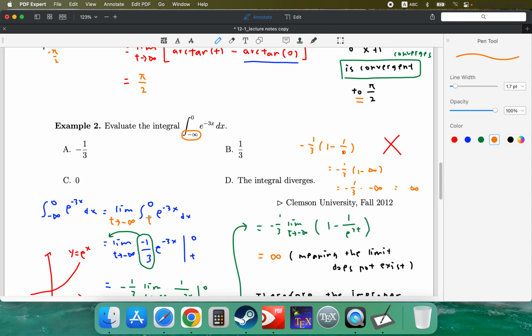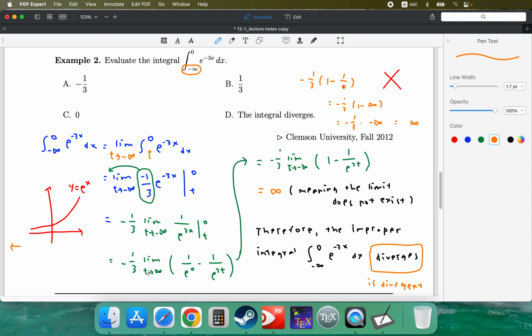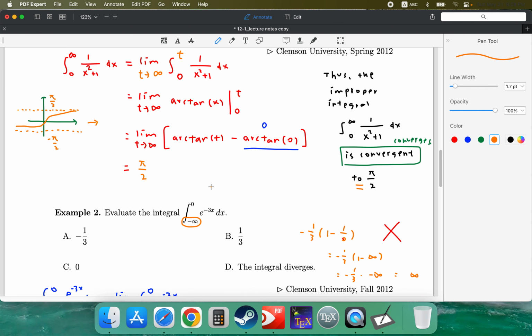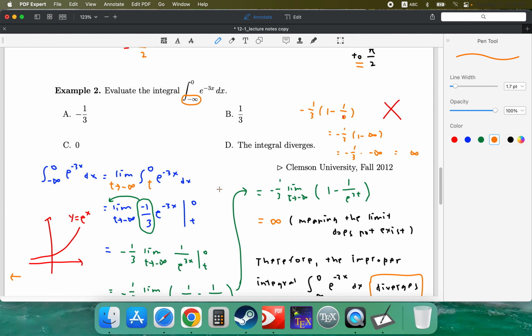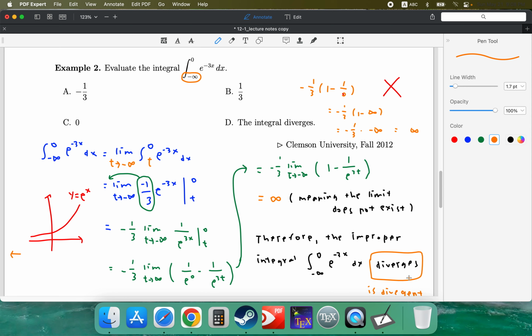Just like in Calc 1, where we learn a lot of integration techniques, right? So integrate as it is proper. And eventually you will need to evaluate the limit. Now if the limit is a specific number, then we say the improper integral is convergent, and it will converge to that number. So right here it is a specific number. The improper integral converges to that number. Now if the limit does not exist, then we say the improper integral diverges.